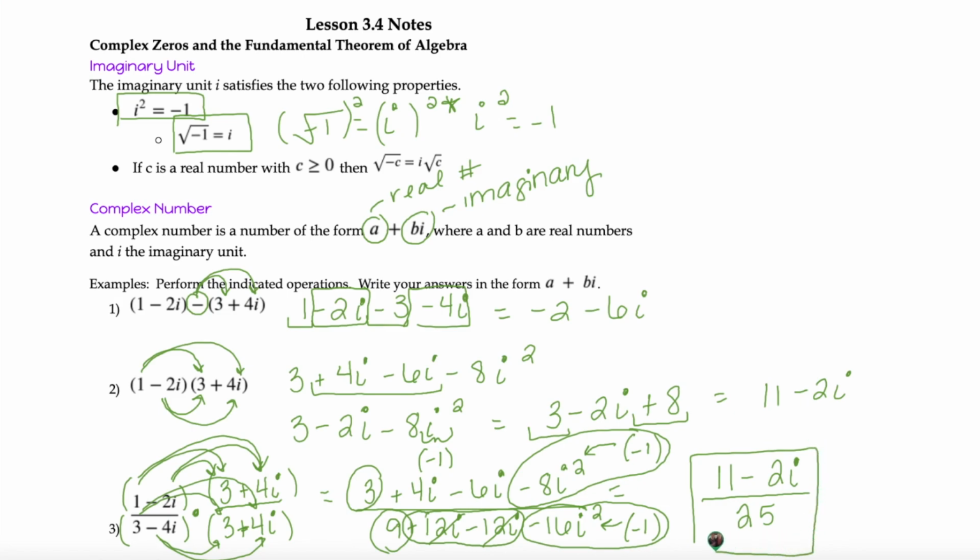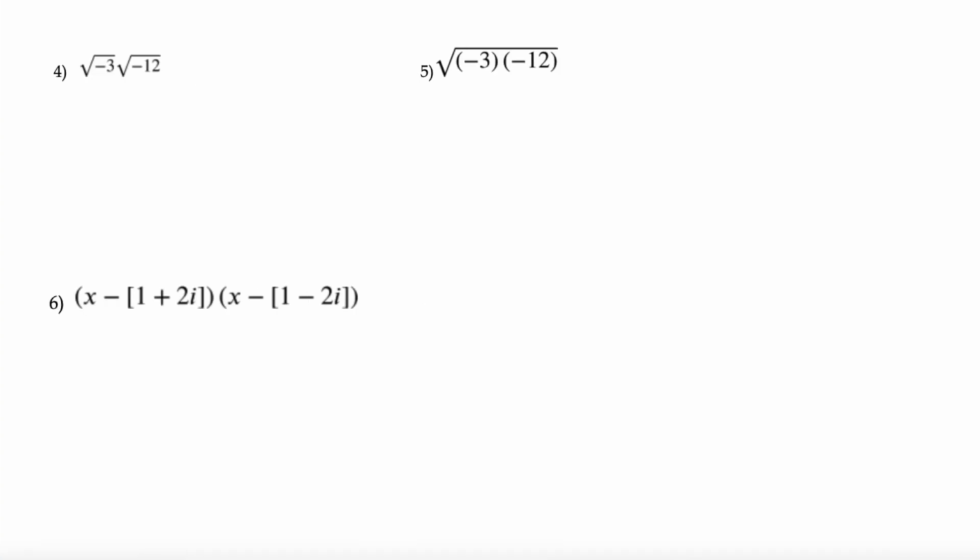Let's continue practicing using our second slide. Here I have the square root of negative 3 times the square root of negative 12. I'm going to write a little note here that we want to simplify each radical first. Then multiply.